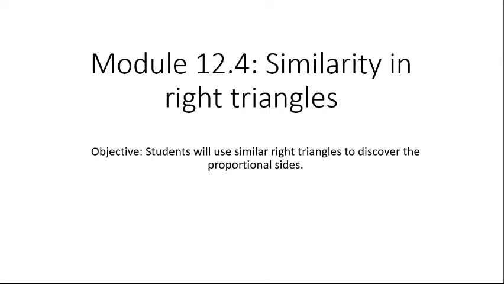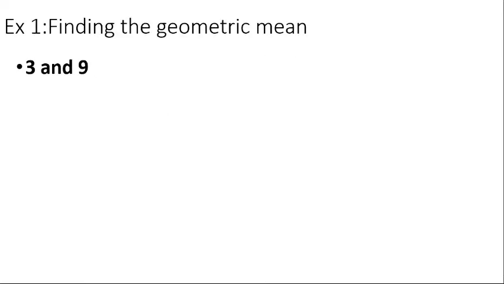Okay, so today we're going over Module 12.4, Similarity in Right Triangles. So the objective is students will use similar right triangles to discover the proportional sides. So let's start off with example 1. So again, we're finding the geometric mean here. So just what we did yesterday.